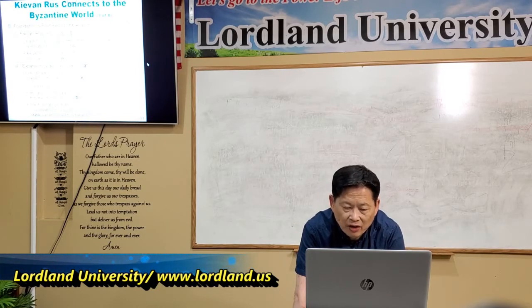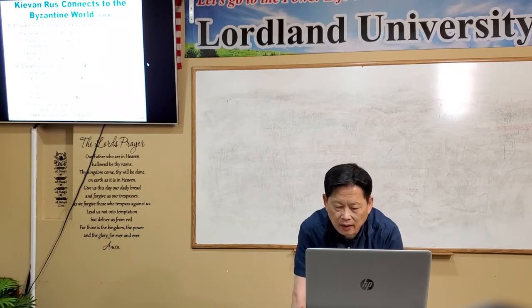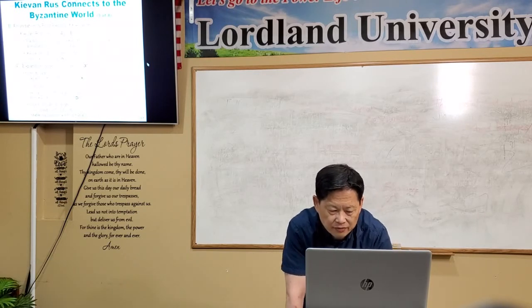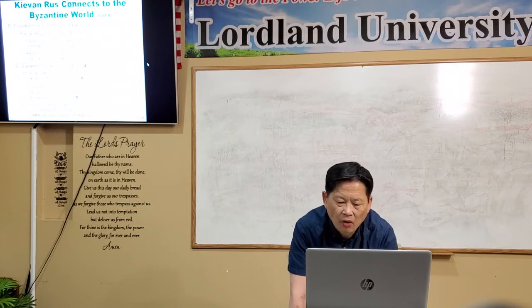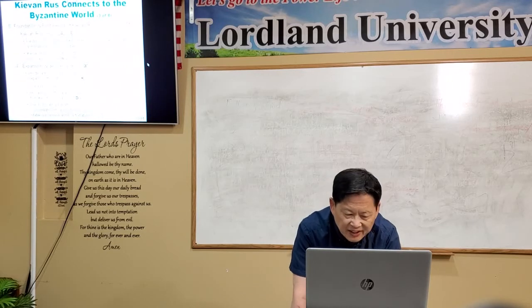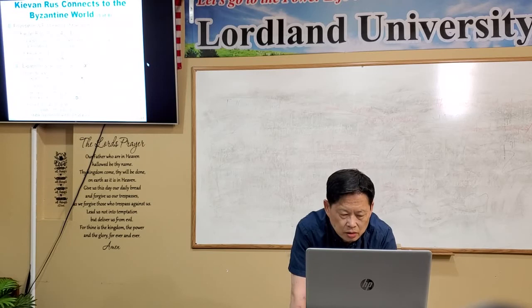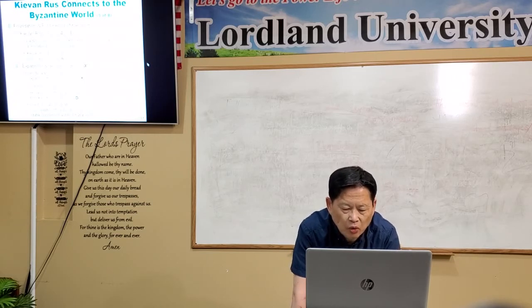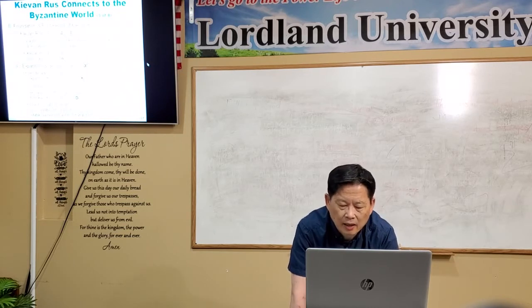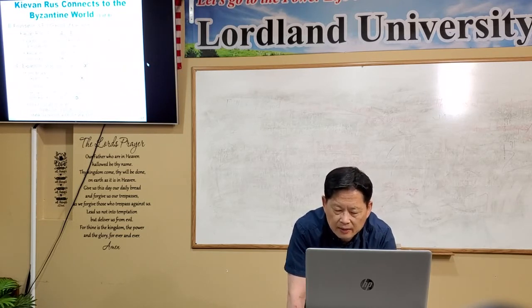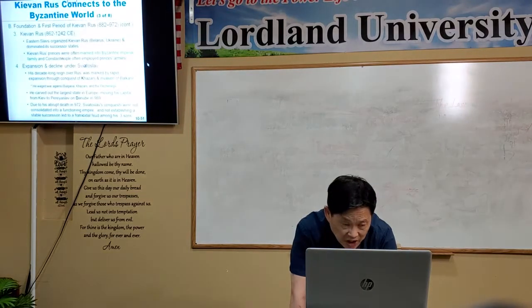Okay. Number 4, expansion and decline under Sviatoslav. His decade-long reign of Rus was marked by rapid expansion through the conquest of Khazars and invasion of the Balkans. He waged war against the Bulgaria, Khazars, and Pechenegs.